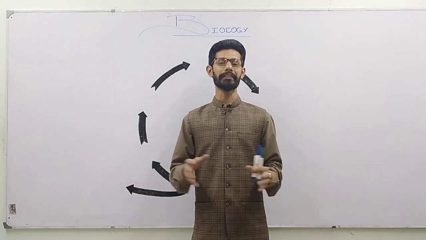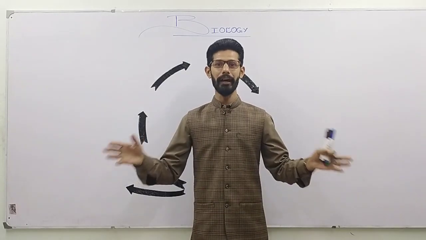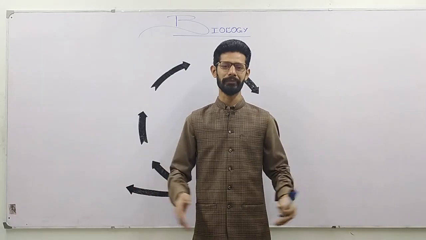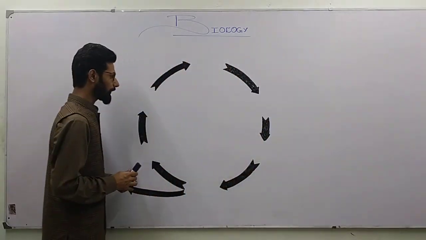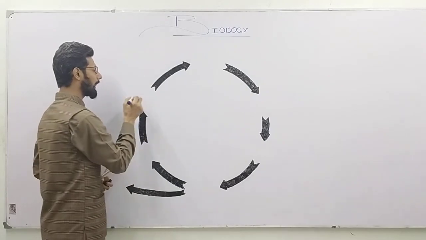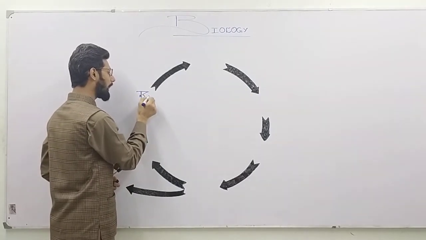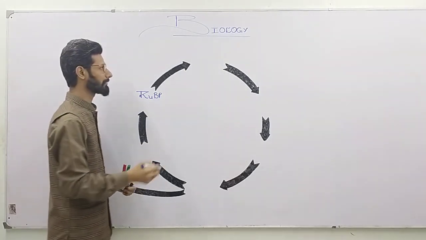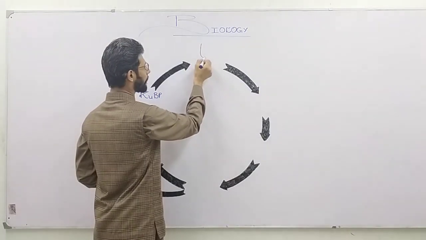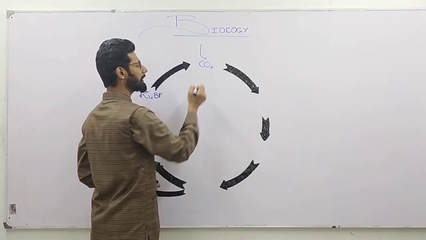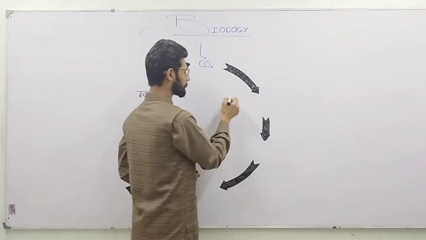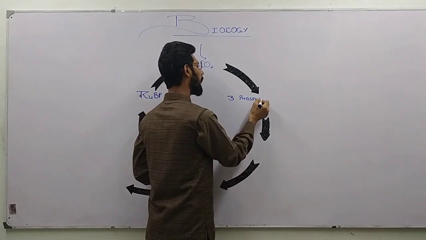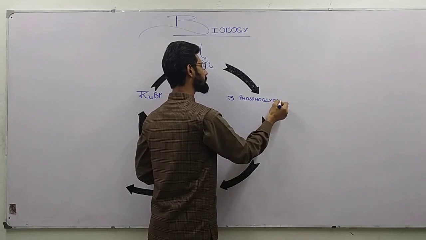Today I am going to discuss how to learn and understand the Calvin cycle in the easiest and most logical way. So let's begin. The Calvin cycle starts when a compound, RuBP, meaning ribulose bisphosphate, accepts atmospheric carbon dioxide and forms 3-phosphoglycerate.